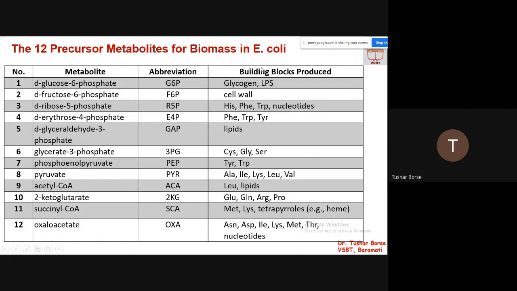I don't think I should read everything out. I can just tell you one or two: glucose 6 phosphate can be used for glycogen production, or LPS, lipopolysaccharides, if you know. Then you have glycerol 3 phosphate and glyceraldehyde 3 phosphate, which could be utilized for the synthesis of some amino acids like cysteine, glycine, serine. Then you have succinyl CoA, which can be utilized for methionine, lysine, some tetrapyrroles, that is heme, etc. Oxaloacetate gives asparagine, aspartate, and other amino acids and nucleotides. Fine, so these are the typical 12 precursor metabolites which are converted into these building blocks, and these building blocks can then be converted into macromolecules, and those macromolecules again get organized to form the specialized structures.